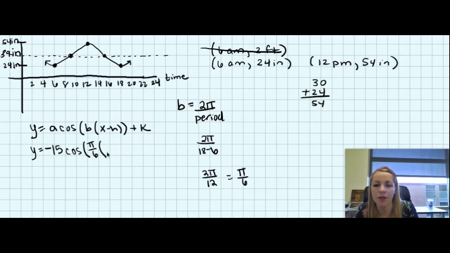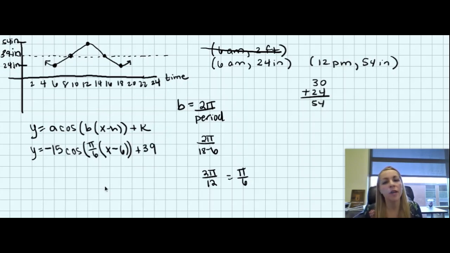X is our input, so that's always part of the equation, minus my h value, which is how far this cycle is shifted over. And it looks like it's shifted over 6 to the right, so I'm going to put a 6 in here. And the k value is where the midline is moved up to, so that's 39.